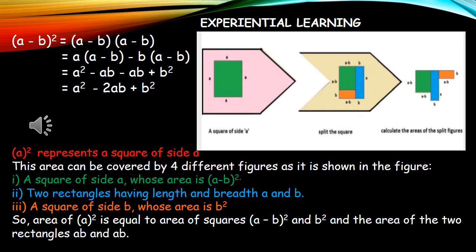Now two rectangles having length a and b, as it was in the previous figure, and one square of side b, b square. Now if we just arrange the terms, we will get that the area of a square is equal to the area of the square a minus b whole square, the smaller square b square, and the area of the two rectangles ab and ab. So if you then rearrange the terms, we will get a minus b whole square is equal to a square minus 2ab plus b square.